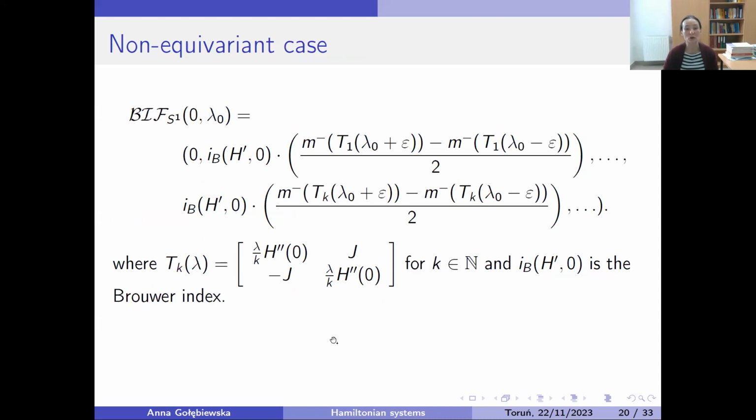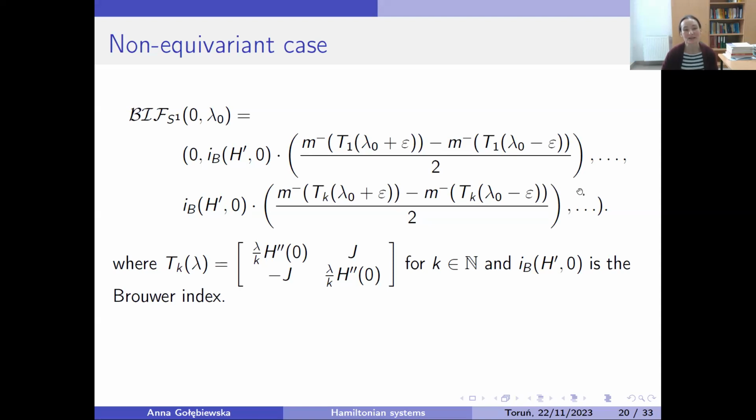So in fact, what we obtain is the formula for the bifurcation index. Let me see this formula. As I said, this formula is in Euler ring, so it would be a sequence of integers. The first integer is 0 here. We don't have anything on the first coordinate, but then on each other coordinate, we multiply the Brouwer index of H prime by this big thing.